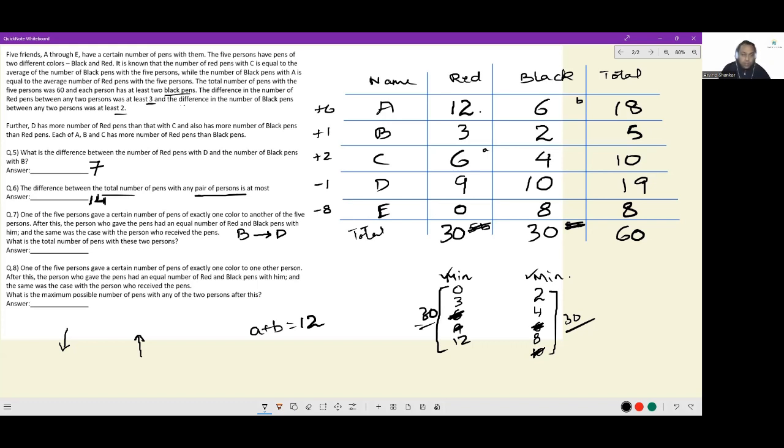What is the total number of pens with these two persons? B and D, 19 and 5. They together have 24 pens.